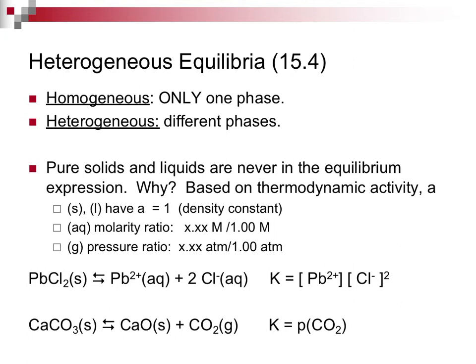I combine two things because heterogeneous equilibrium is very short. In 1210, we learned homogeneous was one phase. We learned heterogeneous was different phases. I'll take more time in the lecture Zoom, but I'll just run through it here. If I have a pure solid or a pure liquid, they have an activity equals 1 because their density is constant. I'll explain that in lecture Zoom.